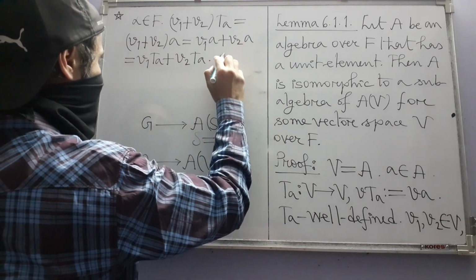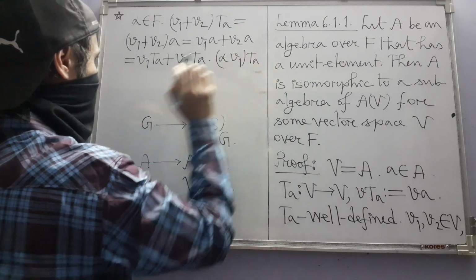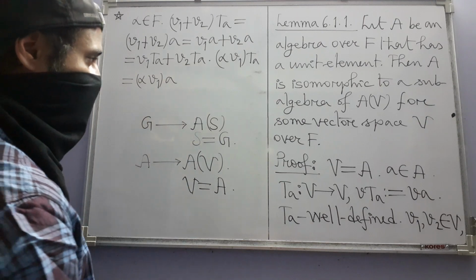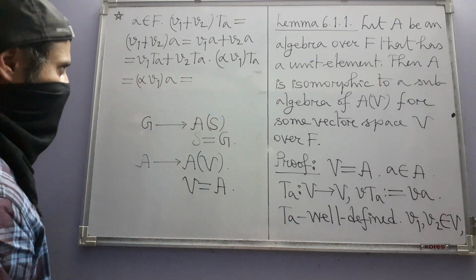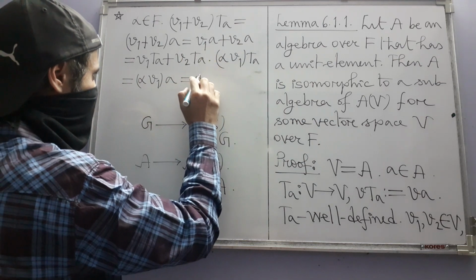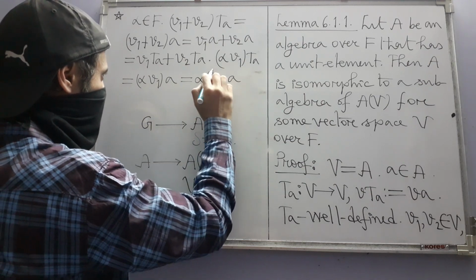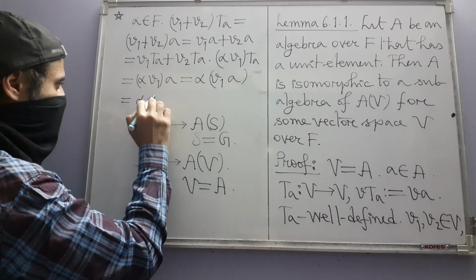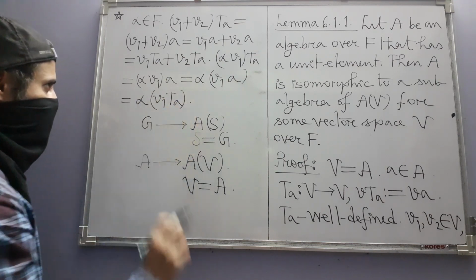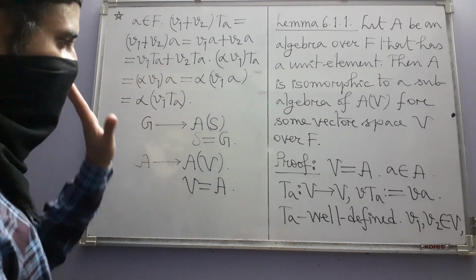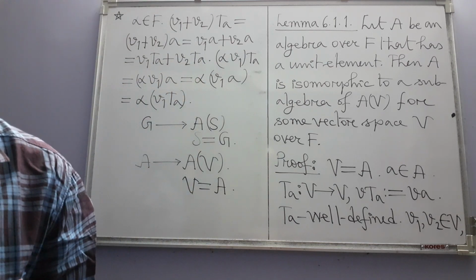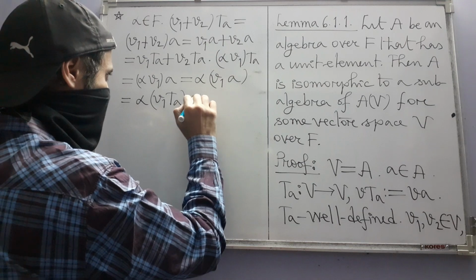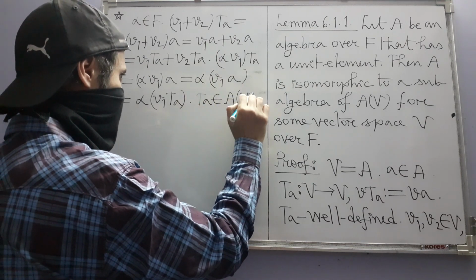Next, we apply TA on alpha V1. So again, by the definition of TA, this is alpha V1 times A. But then you remember the definition of an algebra. In that definition, this can be written, in its place you can write this. And V1A is just V1TA. So yes, TA besides respecting addition also respects scalar multiplication. So that's why it qualifies to be an element in A of V. So that's why TA belongs to A of V.